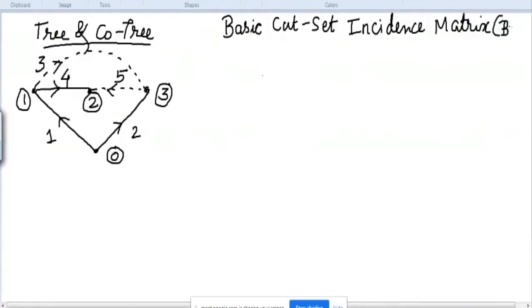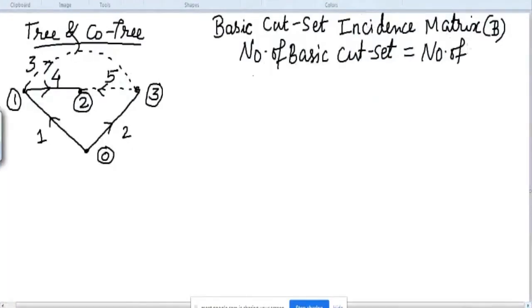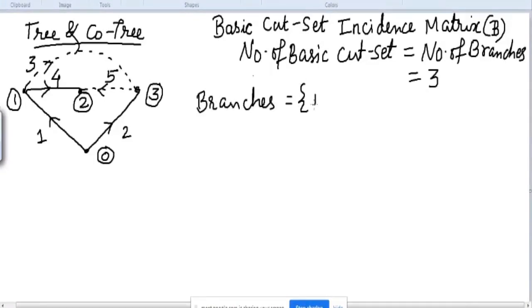This matrix is denoted by the letter B. Let us check the number of branches. Here the number of branches is 3, so the basic cut sets will be 3. The basic cut sets are related to the branches. We have 3 branches in this problem: 1, 2 and 4.